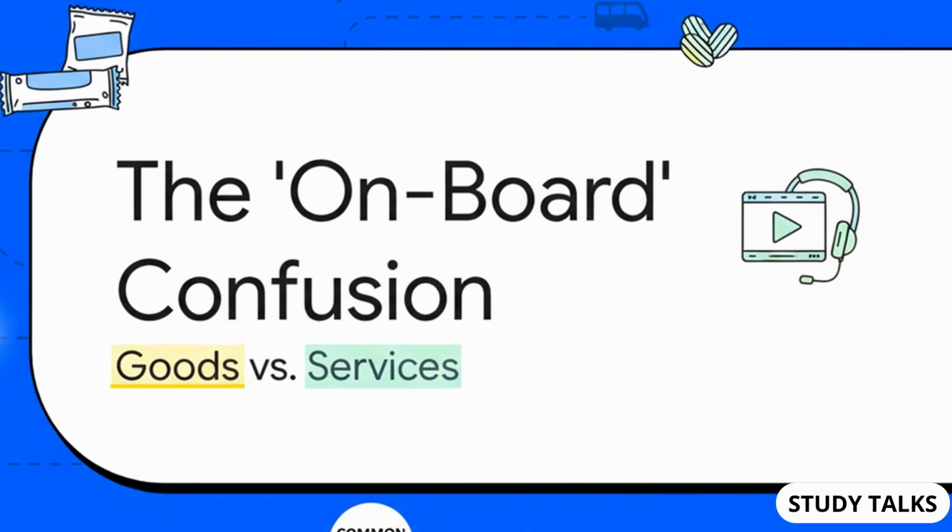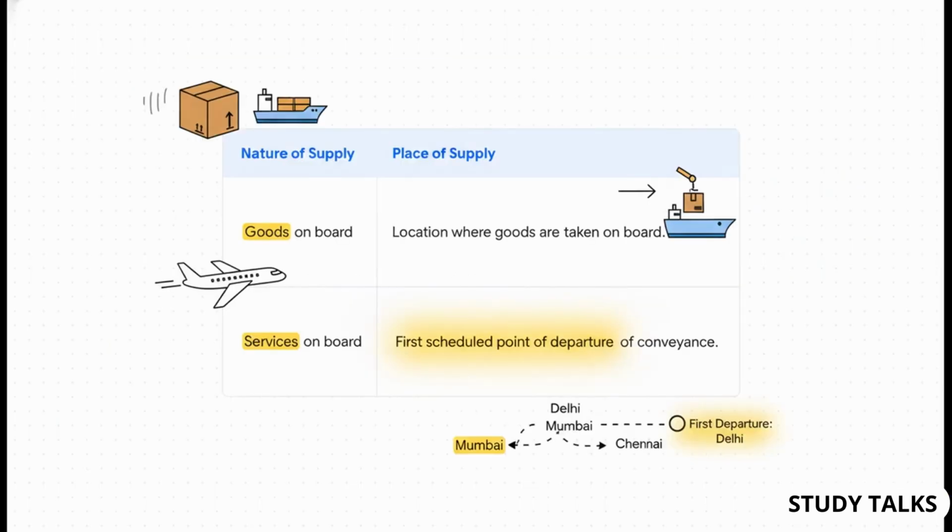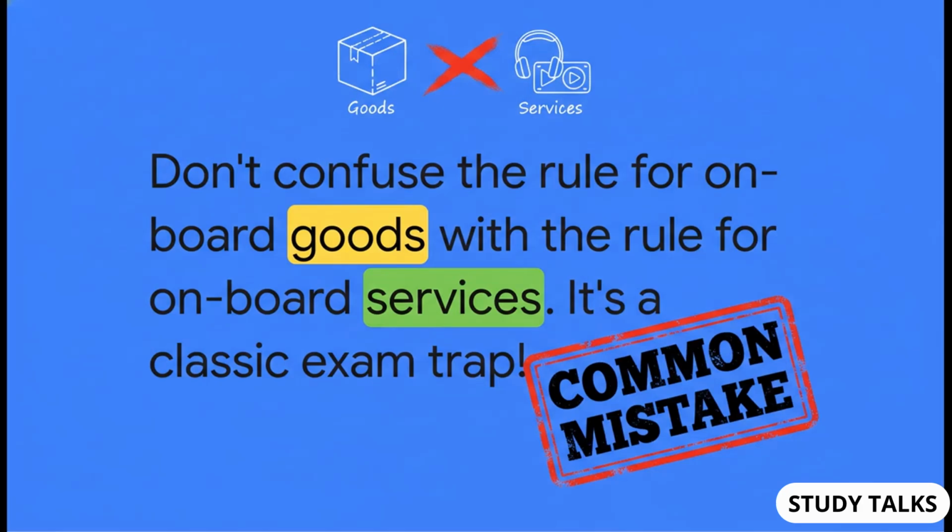But the examiner has another little curveball they like to throw, and that's when stuff is supplied on board a flight or a train. A lot of students get the rule for goods, like buying a sandwich, mixed up with the rule for services, like paying for Wi-Fi. Now look at this because the logic is different. For goods, something you can touch, the place of supply is where those goods were physically loaded onto the plane. Makes sense. But for services, things you can't touch, the law needed a different anchor, and that anchor is the first scheduled departure point of that entire conveyance. So if your flight is from Delhi to Mumbai and then on to Chennai, the point for the service is always Delhi.